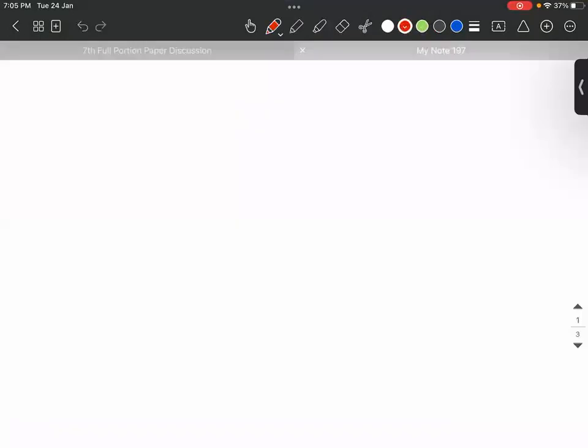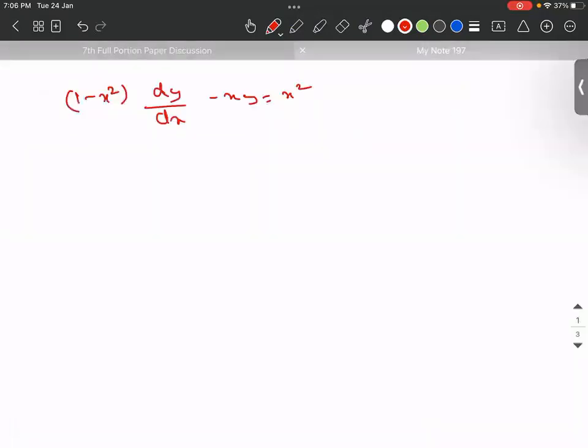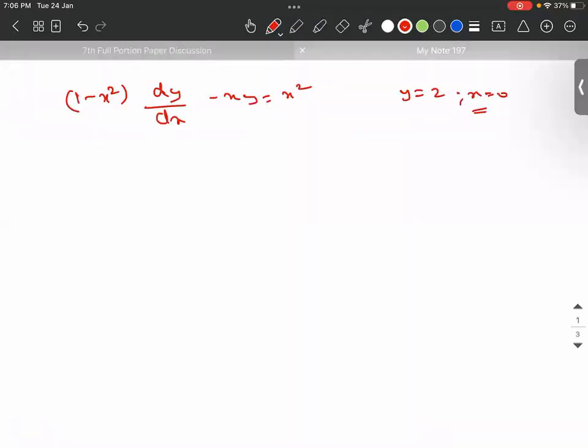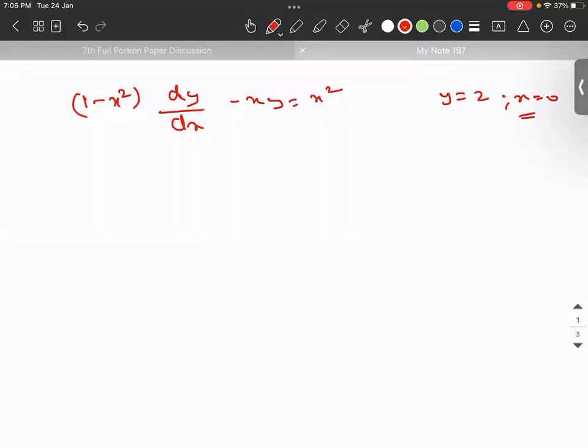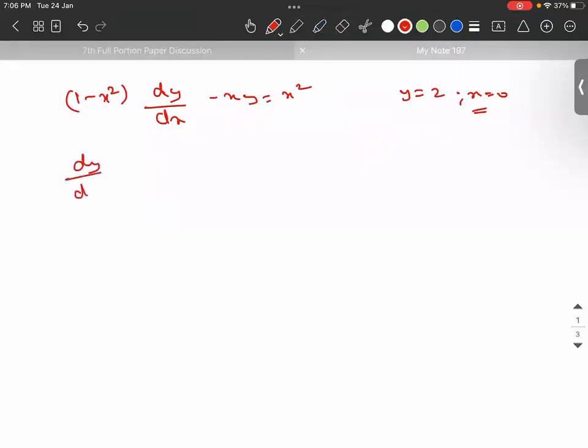So, 1 minus x square into dy by dx minus xy is equal to x square. Y is equal to 0. Sorry, y is equal to 2 and x is equal to 0. Question is right, no? One minute. So dy by dx minus xy divided by 1 minus x square is equal to x square divided by 1 minus x square.